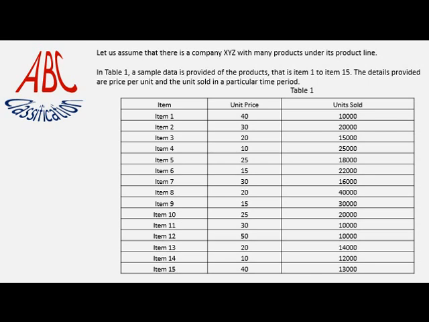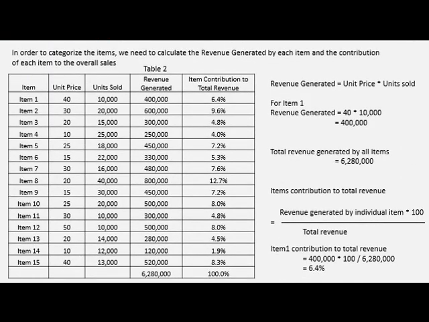The ABC classification will also help us to know which items need more attention and which ones can be given less importance. Let us try to understand how to categorize these items. In order to categorize the items, we need to calculate the revenue generated by each item and the contribution of each item to the overall sales.